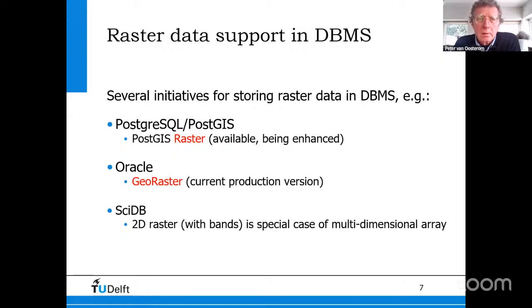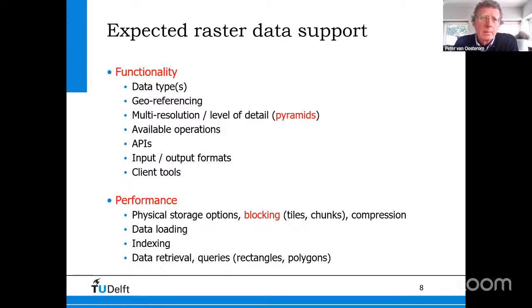And yeah, the special case of SciDB, the scientific database: if you take a multi-dimensional array and say, okay, we use it as a 2D array, then you could say a 2D array is a raster. And you could also have support for multiple bands, like different colors in the spectrum from satellite images, each having their own raster, their own grid.